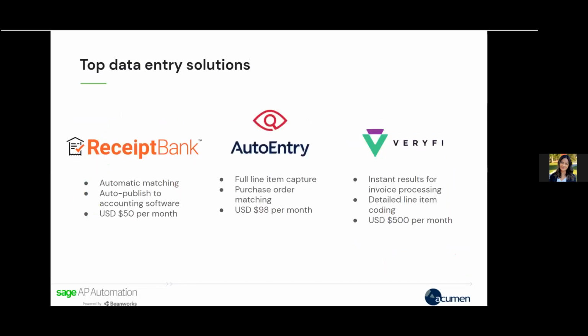According to G2, these are the most popular data entry tools. Receipt Bank has automatic matching, auto-publishes data to your accounting software, and costs about $50 per month. Auto Entry gives you full line item capture, purchase order matching, and this costs about $98 per month. And then Verify gives you instant results for invoice processing, has detailed line item coding, and costs about $500 per month.